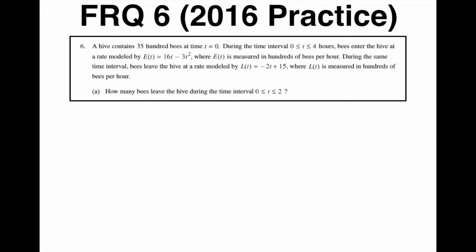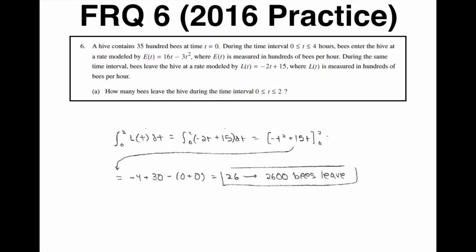Alright, so let's see question A. How many bees leave the hive during the time interval from 0 to 2? How many bees? We will answer in bees or hundreds of bees, and therefore we will need to use the leave function and integrate it, because this is a rate and its units are hundreds of bees per hour. If we want to go from hundreds of bees per hour to hundreds of bees, we need to integrate. So that's, I think, not too hard.